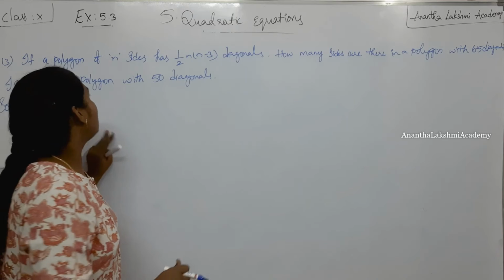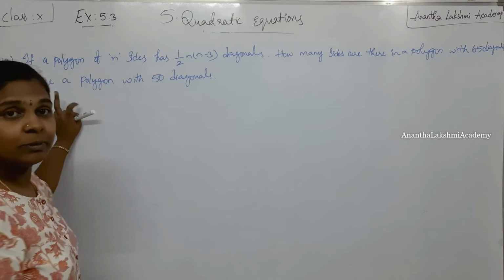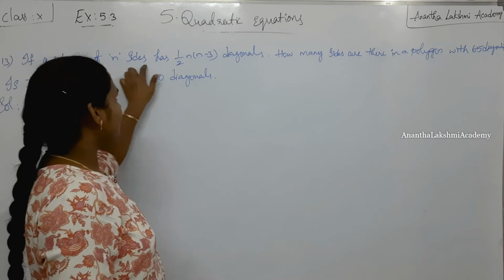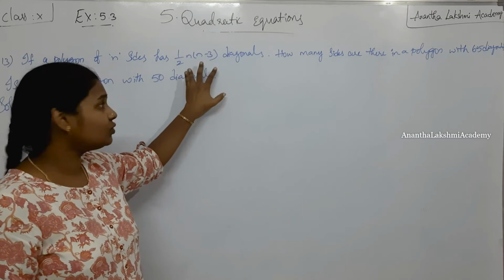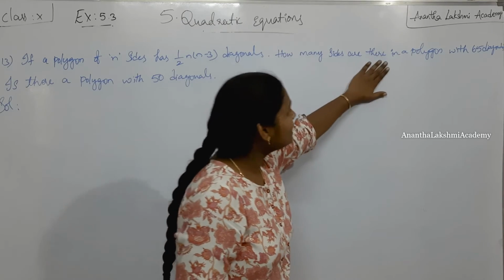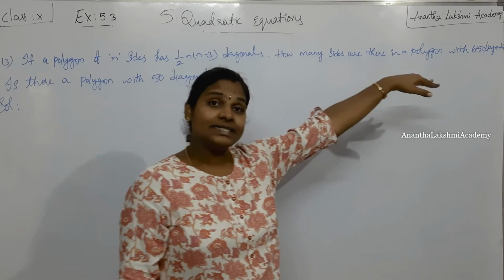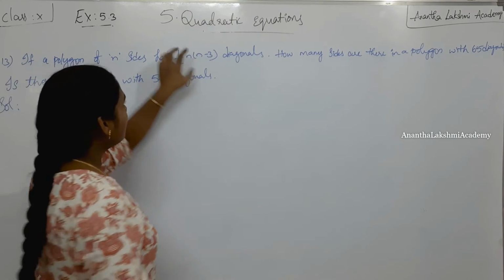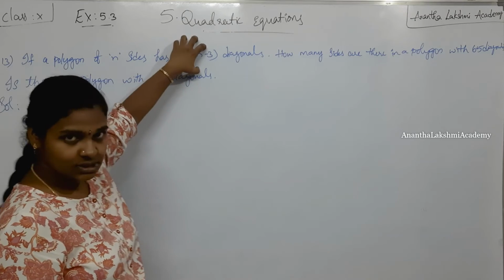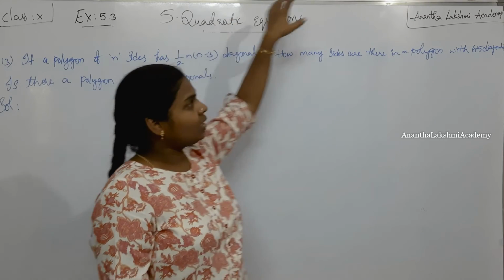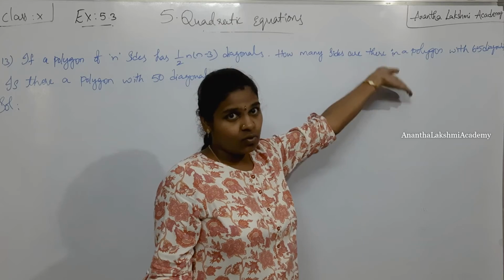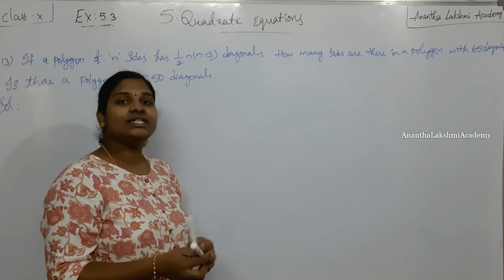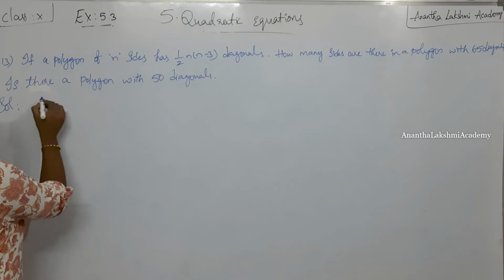So here we have the last problem of the exercise, which is nothing but problem number 13. Let me read out the problem for you. A polygon of n sides has half into n into n minus 3 diagonals. How many sides are there in a polygon with 65 diagonals? Is there a polygon with 50 diagonals? Okay, you have two questions here. Given a formula for you where n is the number of sides of a polygon, you need to figure out the polygon whose diagonals are 65 and you need to answer, is there a polygon with 50 diagonals? Alright, so let's get started.